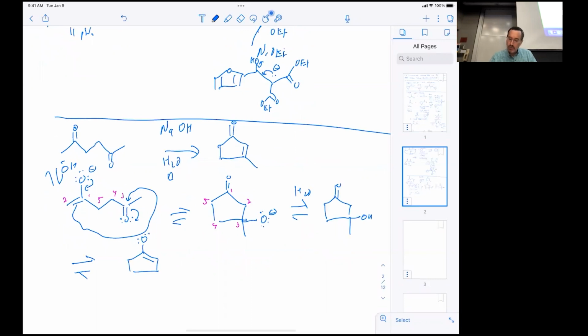We generate some equilibrium concentration of this enolate, and this enolate has a productive pathway to dehydration, like so, to take us to our aldol product. Thoughts or questions?